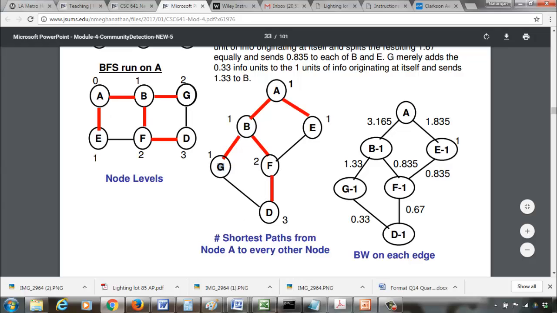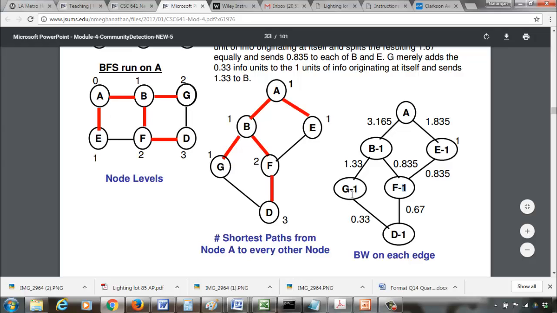G has one shortest path from A and F has two shortest paths from A. So we divide that one unit of flow proportionally, because D has three shortest paths from A, and two of them come from F and one from G. So 1/3 goes to G, and 2/3, because two of the shortest paths come from F, which is 0.67, goes to F. So G gets 0.33 units of flow.